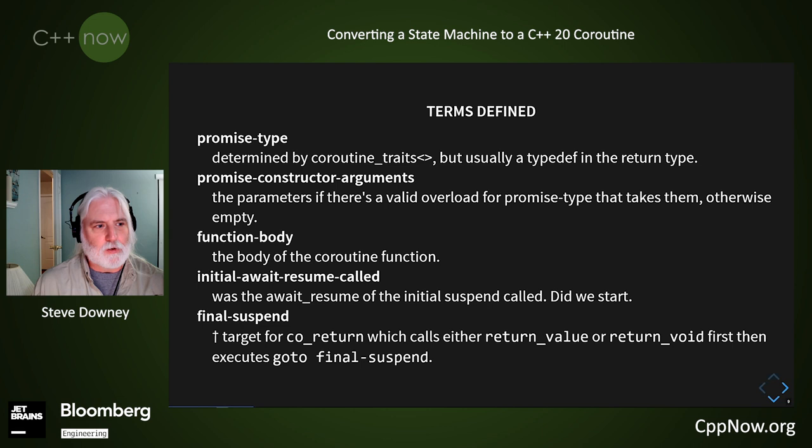The initial await resume called: basically, was the initial suspend called or not? Did we start? And final suspend, this is the footnote that went with co-return. It's the target for co-return, which calls either return value or return void, which we'll get to a little bit more in a moment. First, and then it does a goto final suspend. So it's just providing a spot for that. That goto target, that label, is for exposition only. You can't actually reach it in your code.